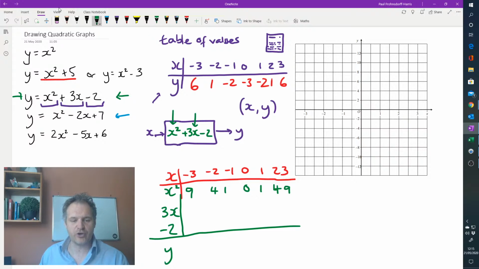Then I'm going to do the -2. Do you all agree? Hopefully you do. That there's no x here, so it doesn't matter what x is. I don't care what x is right now. It's -2, -2, -2, -2, -2, -2, -2. Because there's no x, it doesn't matter what x is for the -2 bit.